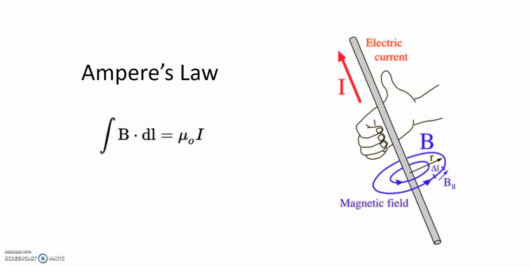Ampere's law just states that for any closed loop path, so if we were to take this wire and turn it into a part of a circuit where there's a closed loop, the sum of the length elements times the magnetic field in the direction of the length element is equal to the permeability times the electric current enclosed in the loop.